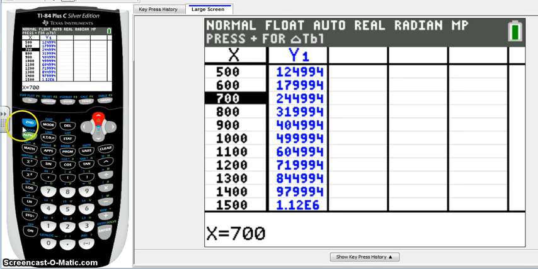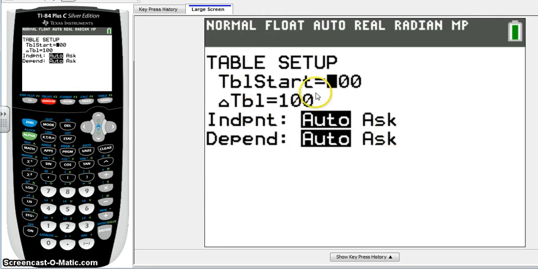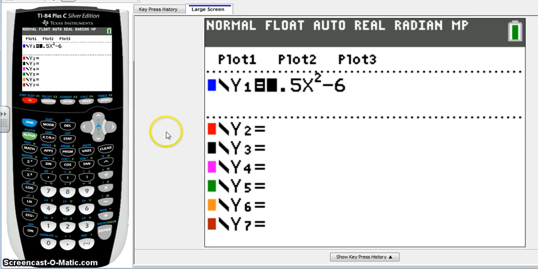Those are two functions in your table that help your students get a better picture of what's happening to the data over time, over their x values as those change, for any equation that they enter into their y equals.